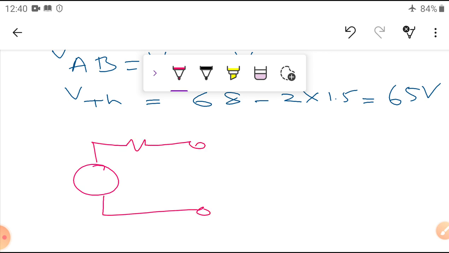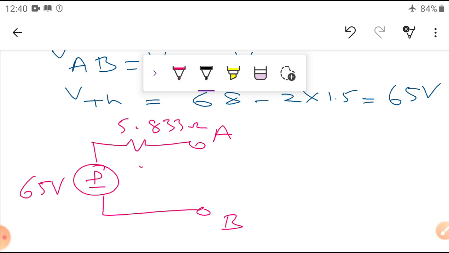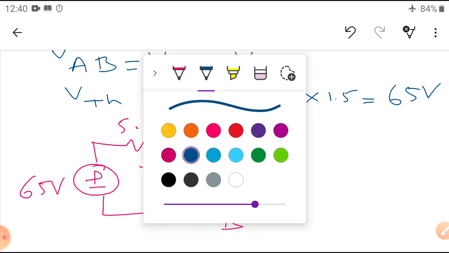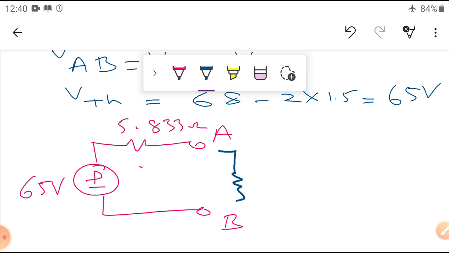Now it is ready for terminals A and B. The value of V Thevenin is 65 volts, and R Thevenin is equal to 5.833 ohms. Now, what value are you going to find? The 6 ohm load is connected across these terminals. Now, what is the current? I want to know this current.